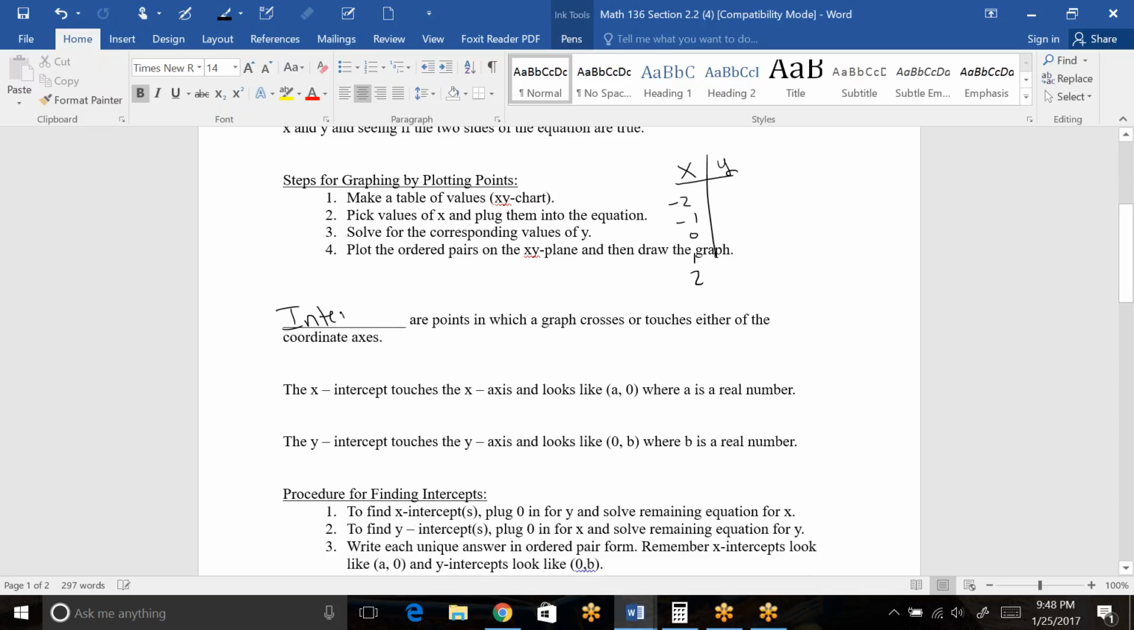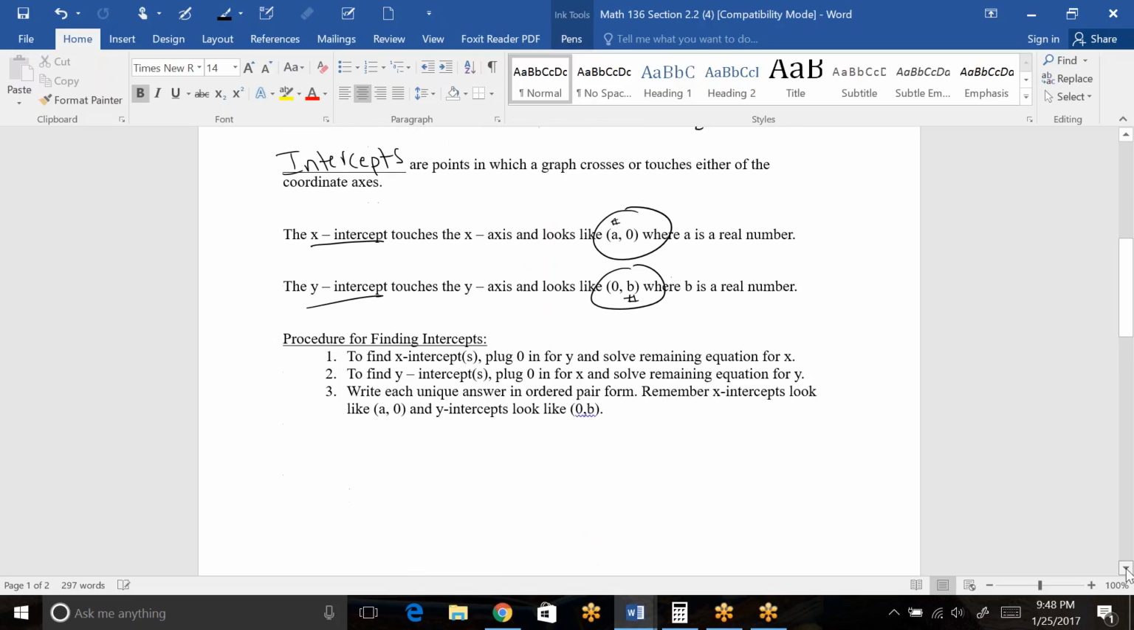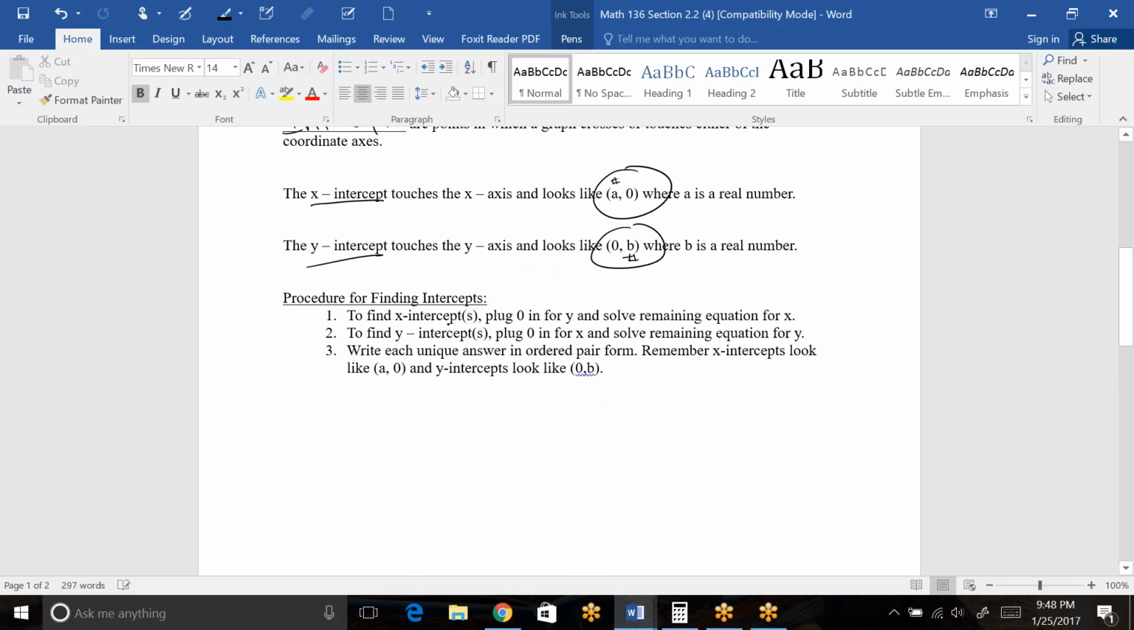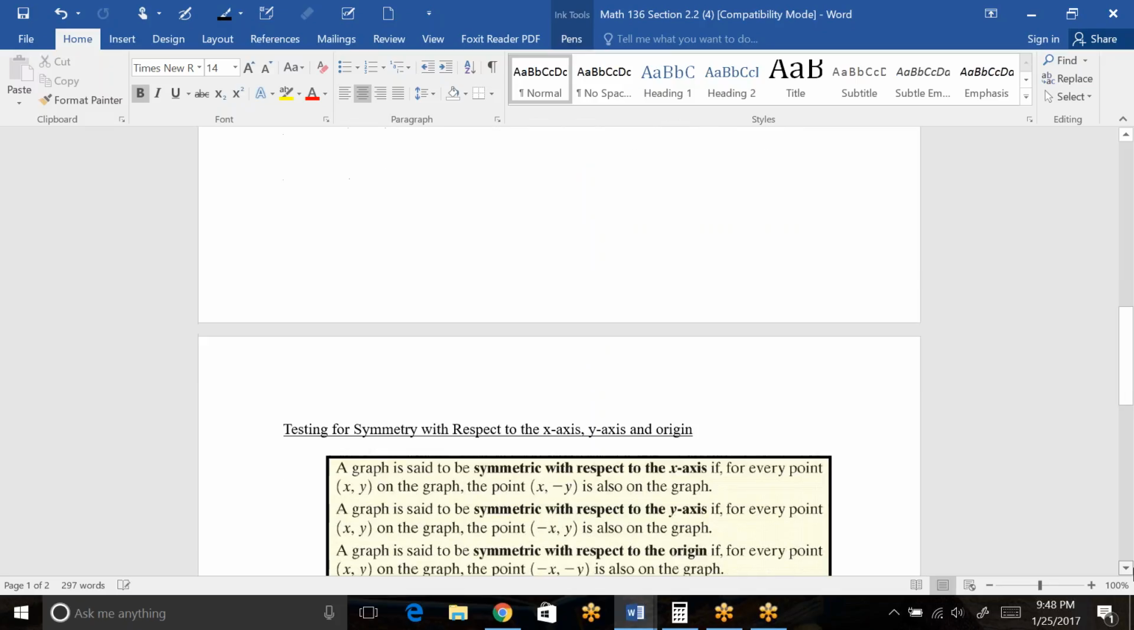Intercepts, which we've already talked about, are points in which the graph crosses or touches either the x or the y axis. So the x-axis intercept is the x-intercept, and it always looks like a number of some kind and then 0. A y-intercept always looks like 0 and then a number. So that's how you know which one you're dealing with. To find intercepts, remember, if you want x, you plug in 0 for y. If you want y, you plug in 0 for x. And your answer should be written as an ordered pair.